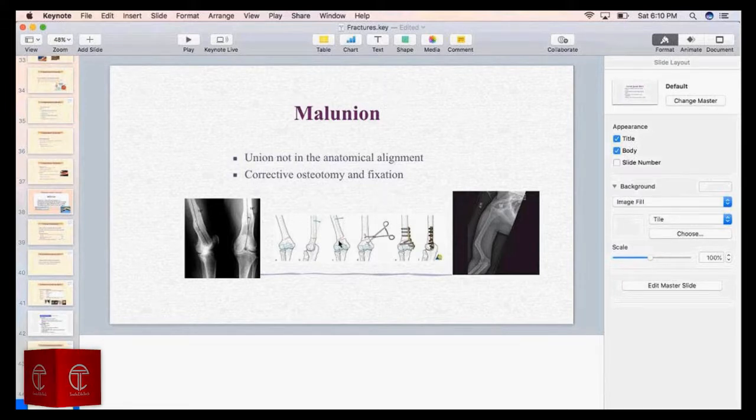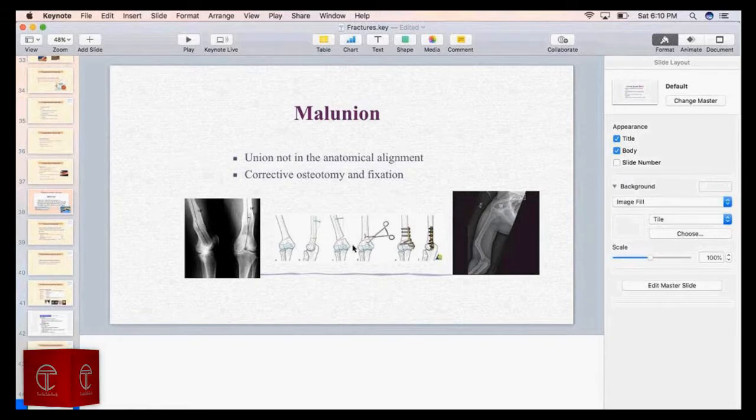You take an appropriate wedge of bone from the convex region, correct the deformity, and fix it with some implants. Or you can do an open osteotomy, that is, putting the osteotomy on the concave side, and you correct the deformity and fix it.